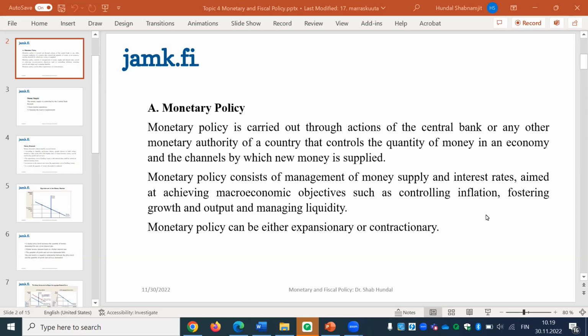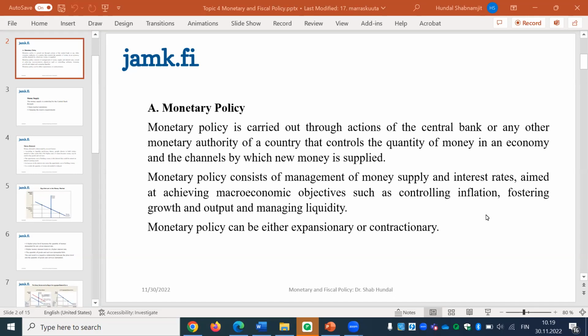Monetary policy is carried through the actions of the central bank, or any other monetary authority. Like in the US, there is no central bank as such, but we have a Federal Reserve System over there. That controls the quantity of money and the channel through which the money is supplied. Monetary policy has the money supply and the cost of money supply. The cost of money supply is nothing but the interest rate.